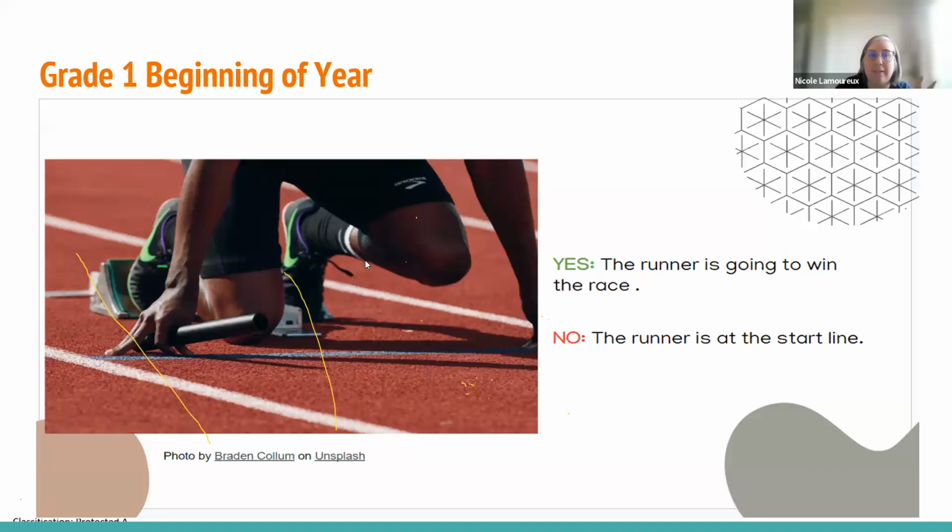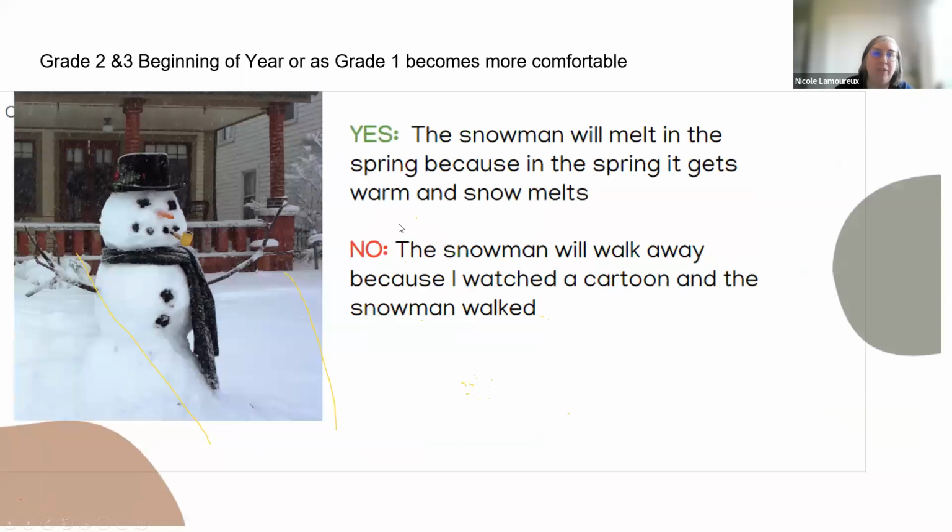This is a snippet that we're looking at, because this is grade 2 and 3. An example at the beginning of the year: the snowman will melt in the spring, because in the spring it gets warm and snow melts, right? Being able to give that reason behind it. Grade 1, they're just starting. Okay, so those samples would be simpler and more of a series of them.